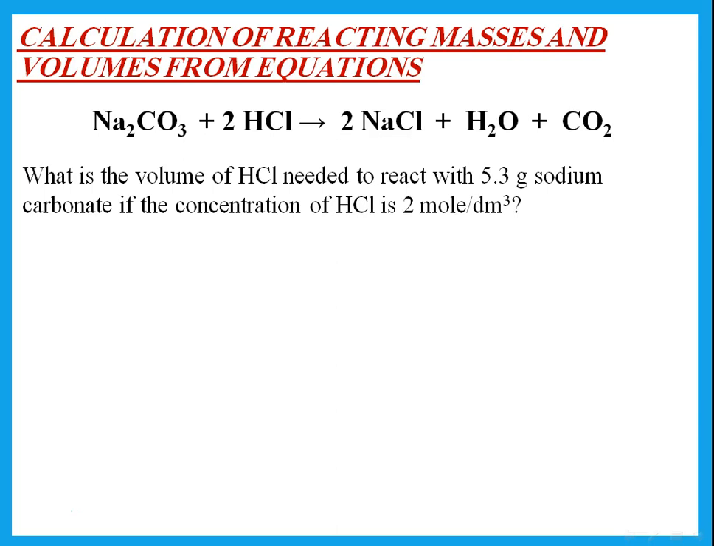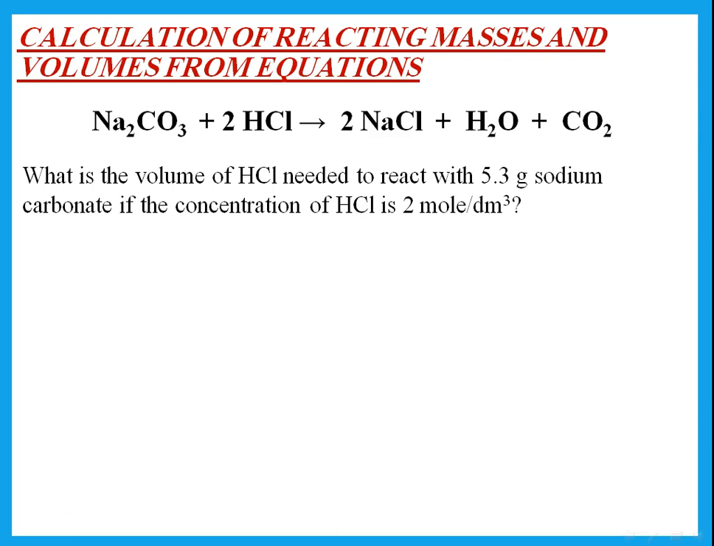This is an equation between sodium carbonate and hydrochloric acid. We wrote the balanced chemical equation. You already know how to write balanced equations, right? Okay, so this is sodium carbonate plus hydrochloric acid to give sodium chloride, water, and carbon dioxide. And the question is, what is the volume of HCl needed to react with 5.3 grams of sodium carbonate if the concentration of HCl is 2 mole per decimeter cubed?